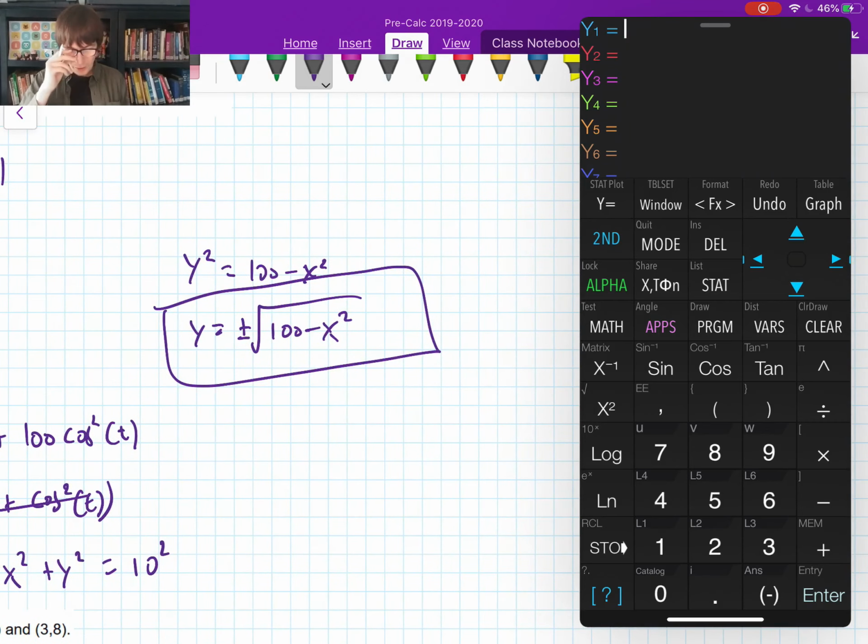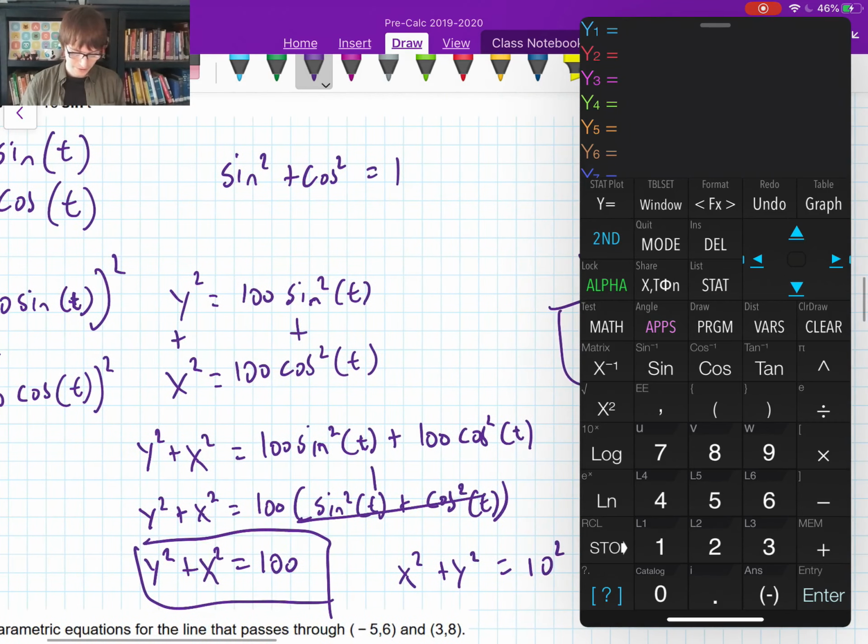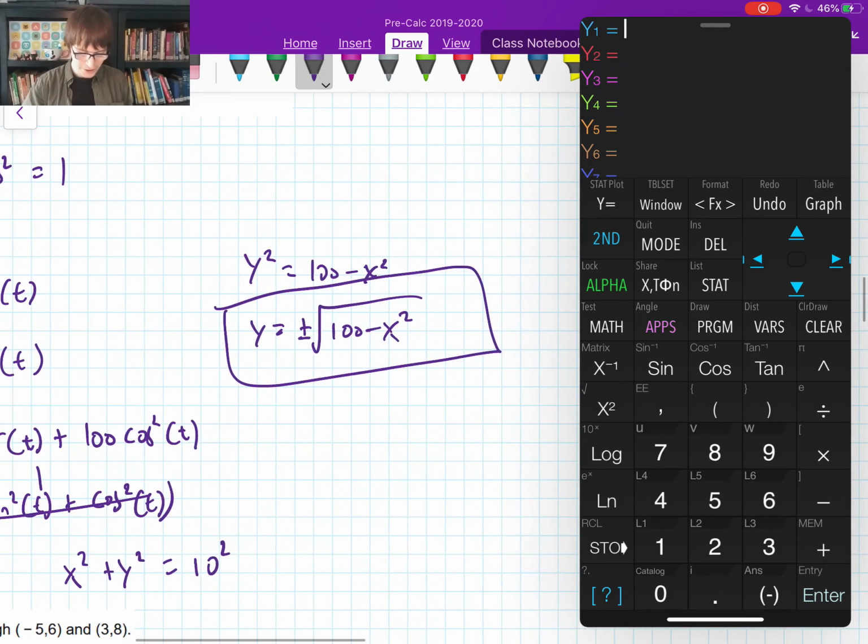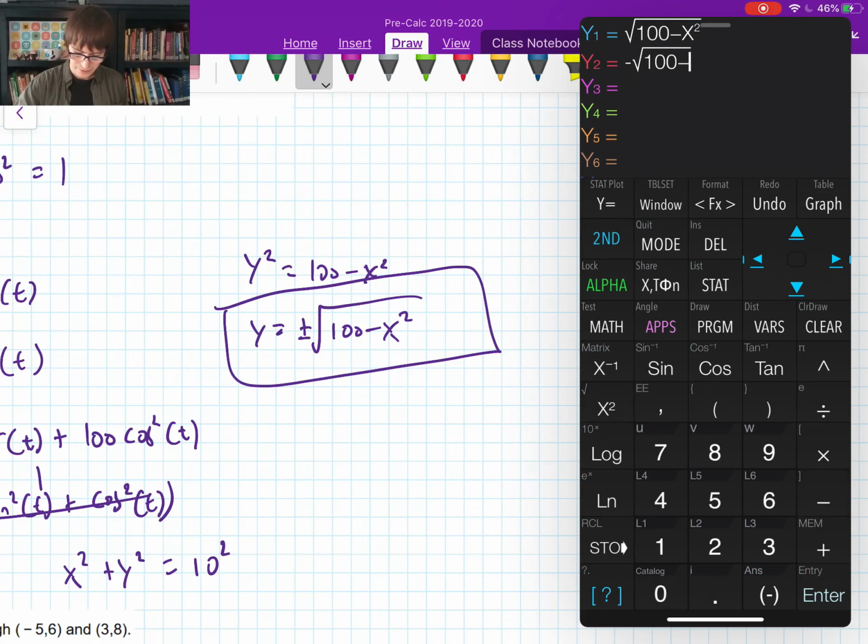So when we have y equals, we can't plot y squared plus x squared equals 100 in the graphing part of our calculator, because it asks for y. What does y equal? So we've got to solve it for y. If we solve for y, we get plus square root 100 minus x squared. So we'll say square root of 100 minus x squared for the first one. And for the second one, we'll do negative, not minus, but negative square root of 100 minus x squared.